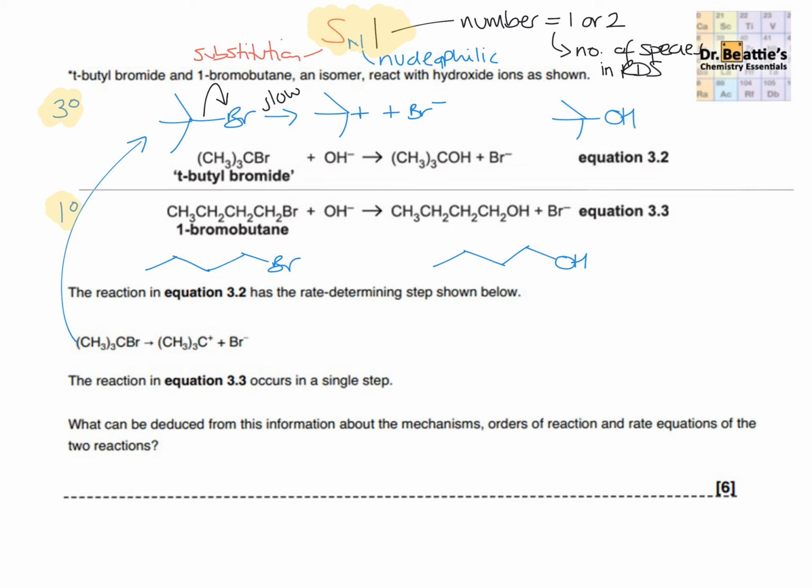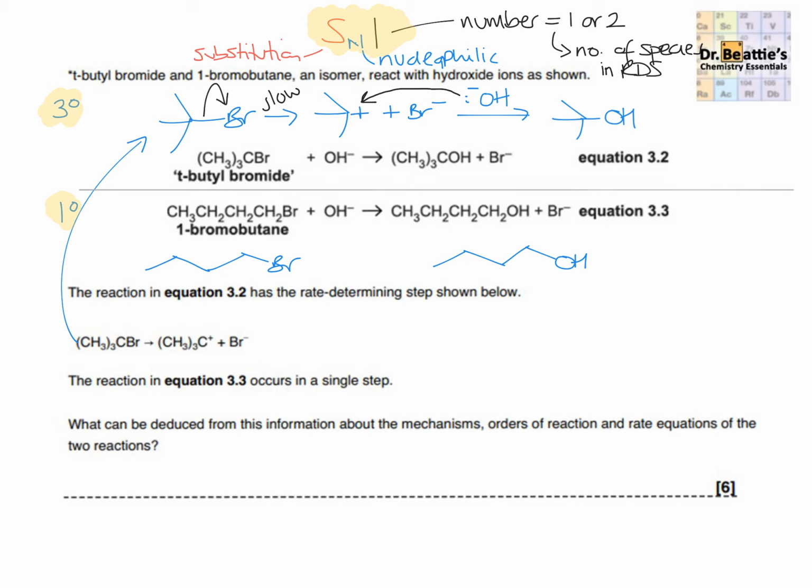We therefore must have a second step involved in order to capture this carbocation and form our alcohol, and that would be the hydroxide attacking it. So what we've done there is use information about the rate determining step in order to construct a viable mechanism to explain it. We've looked at the overall equation and used that plus this to create a mechanism.